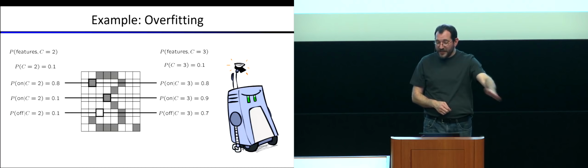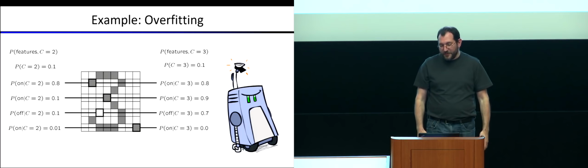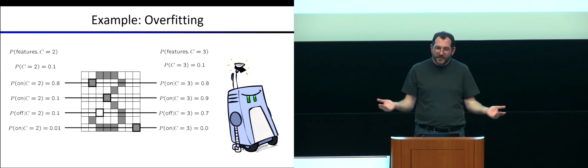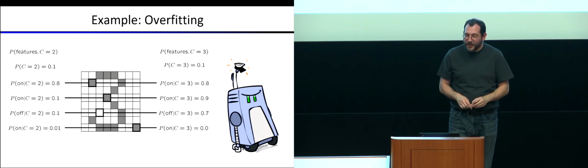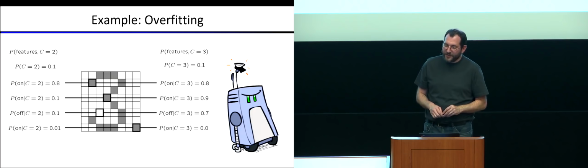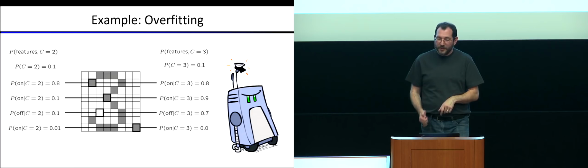But eventually I'm going to get to some pixel maybe like this one here. And in my training data, this is almost never on. This is in a corner where there's no number. And maybe it turns out that this pixel happened to be on once or twice in the data for the digit 2, but 0 times in the data for digit 3. So when I multiply together all these probabilities, which are all roughly reasonable, who's going to win? 2's going to win because it didn't have that 0.